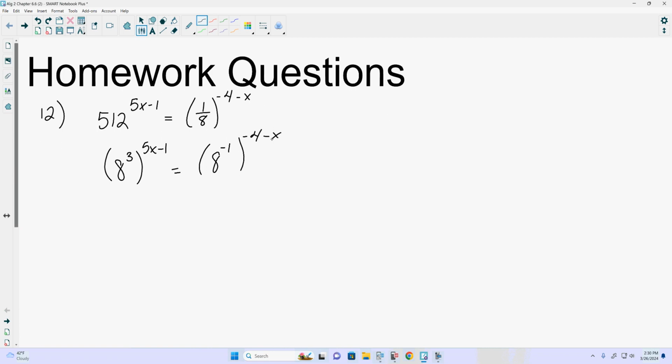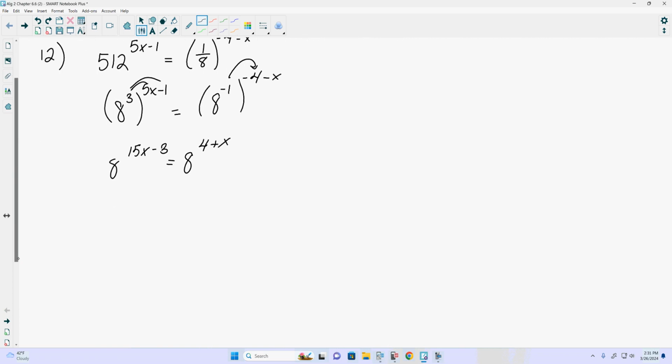Questions on how we got to this point here? Powers of powers multiply. So we would distribute the 3. 3 times our 5x is 15x. 3 times negative 1 is negative 3. Same with our negative 1, we would distribute it. Negative 1 times negative 4 is 4. Negative 1 times negative x would be plus x. Telling us that we have 8 to the 15x minus 3 is equal to 8 to the 4 plus x.